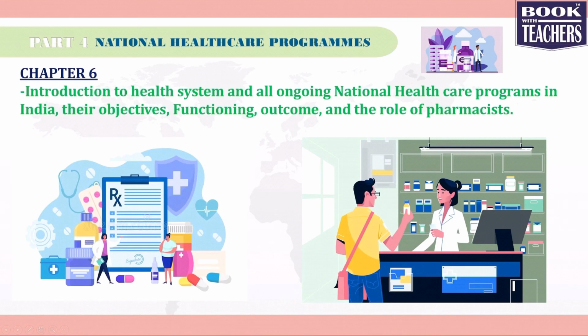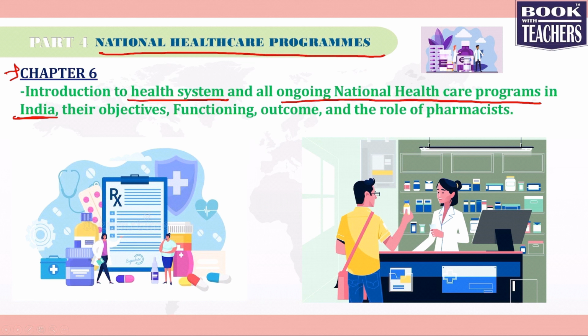Coming to part 4, which is National Healthcare Programs. So here we'll be learning chapter 6, where we'll be learning about healthcare systems and all the ongoing national healthcare programs which are available in India. What are going to be their objectives? How are they going to function? What all are the outcomes? And finally, what all are the roles of pharmacists in these healthcare programs?